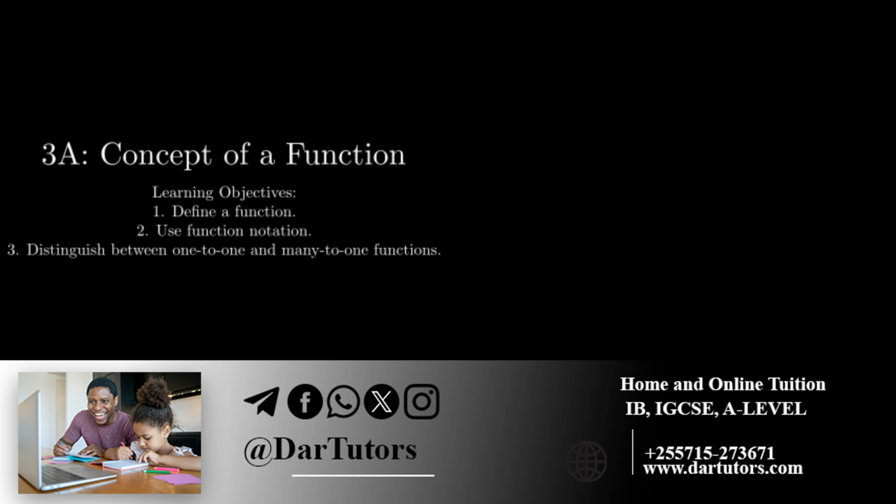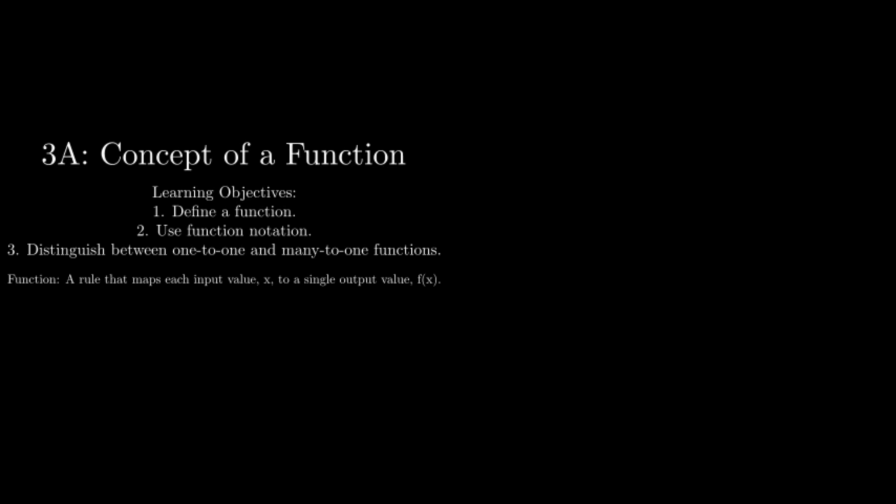So let's start with the most basic question. What is a function? At its core, a function is a rule. It's a specific type of rule that takes an input, which we usually call x, and maps it to exactly one output. I repeat, for every one input, there is only one possible output. Think of it like a machine. You put something in, the machine follows a rule, and something specific comes out. If you put the same thing in again, you'll get the same thing out every single time.